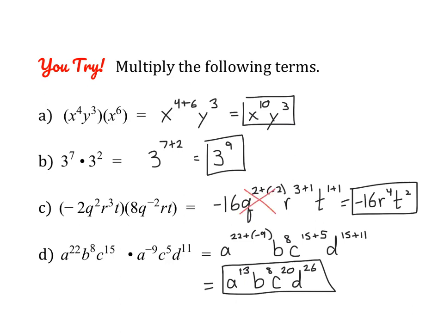And then we have 3 plus 1, which is 4, 1 plus 1, which is 2, and of course, -2 times 8 is -16. Then here, 22 plus -9 is 13. This is the only B term, so it stays the same. 15 plus 5 is 20, and 15 plus 11 is 26.